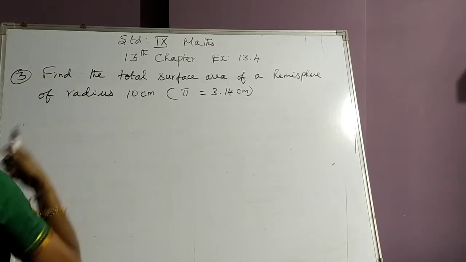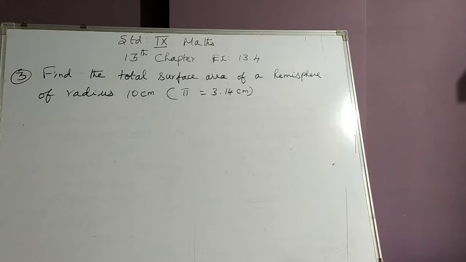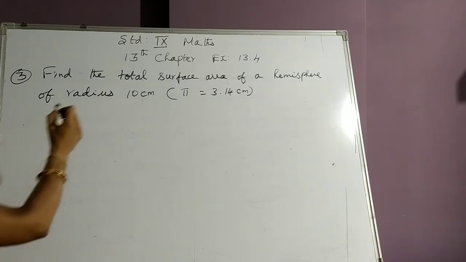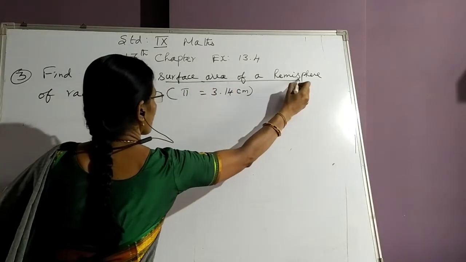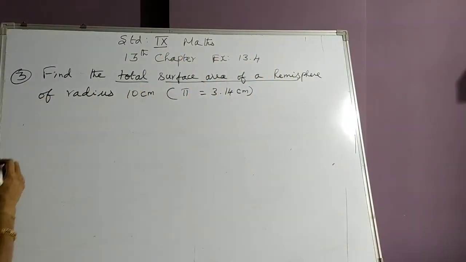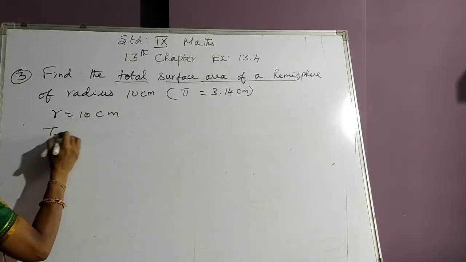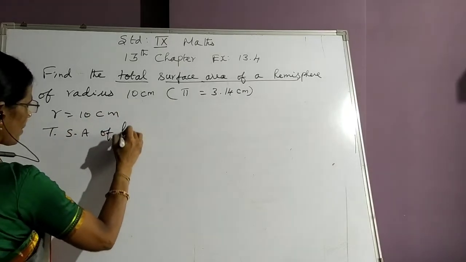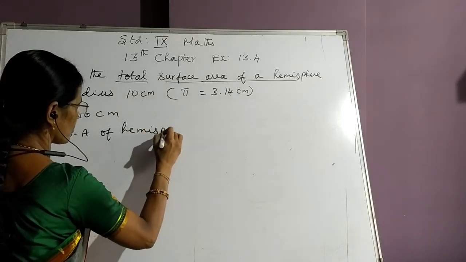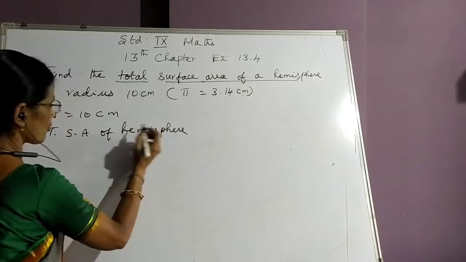Third question is, find the total surface area of a hemisphere of radius 10 centimeter. It is total surface area of a hemisphere. We should listen to the question carefully. R equal to 10 centimeter. Total surface area of hemisphere, hope you remember the formula.